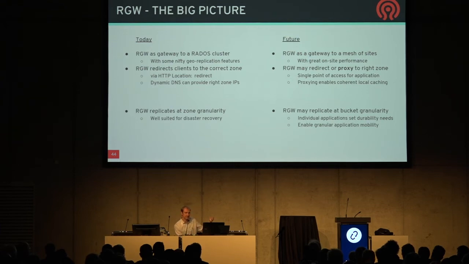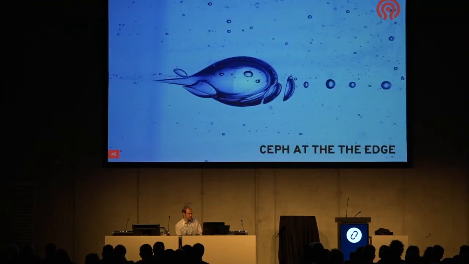And again, today we replicate at zone granularity, so it's really targeting an operator who's running the entire cloud service. In the future, we want to be able to set that policy at bucket granularity. So as a developer or an application owner, one tenant of a cloud service, I can say that I want this data set to be replicated across these sites. I want this data set to be encrypted. I want this data set to have the GDPR policies applied to it. It can only land in these data centers, those sorts of capabilities.